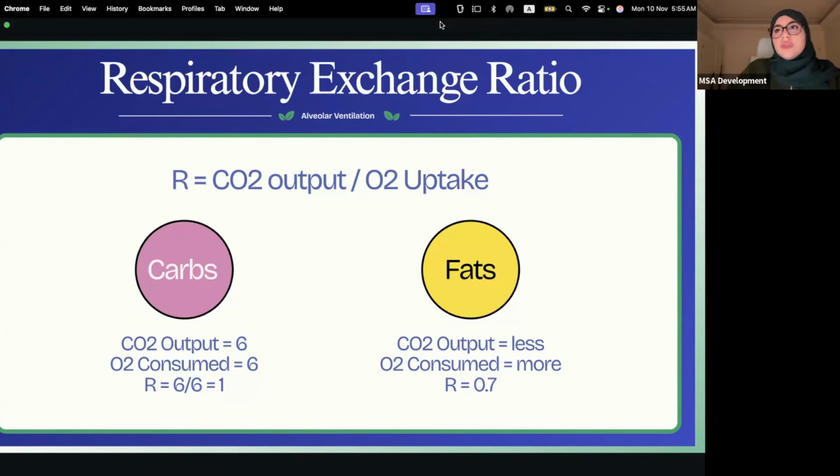Clinically, for example, there are lots of patients in the ICU and they need to be carefully monitored. Their diet needs to be monitored. So what physicians do is calculate the respiratory exchange ratio.